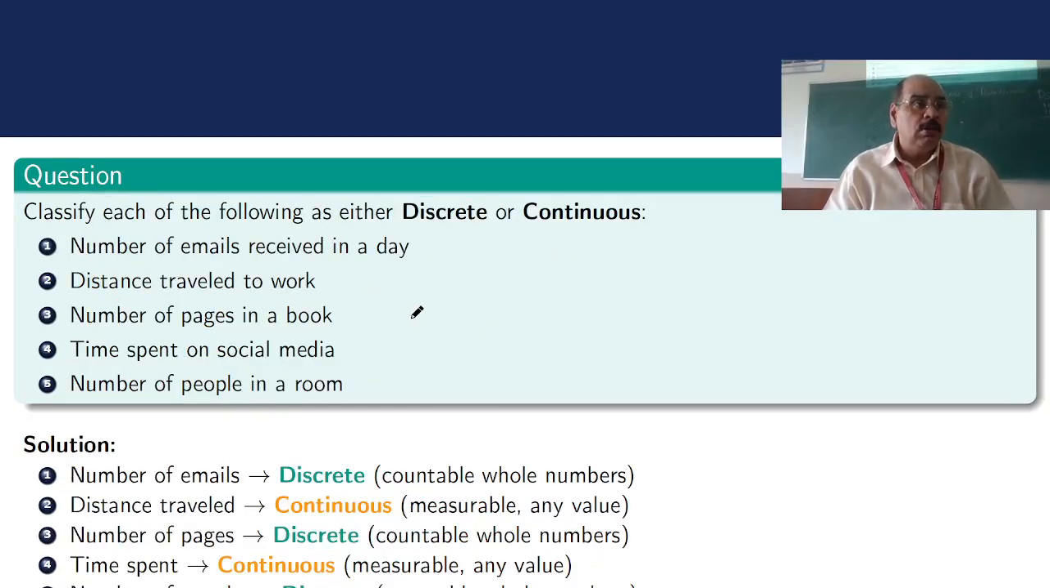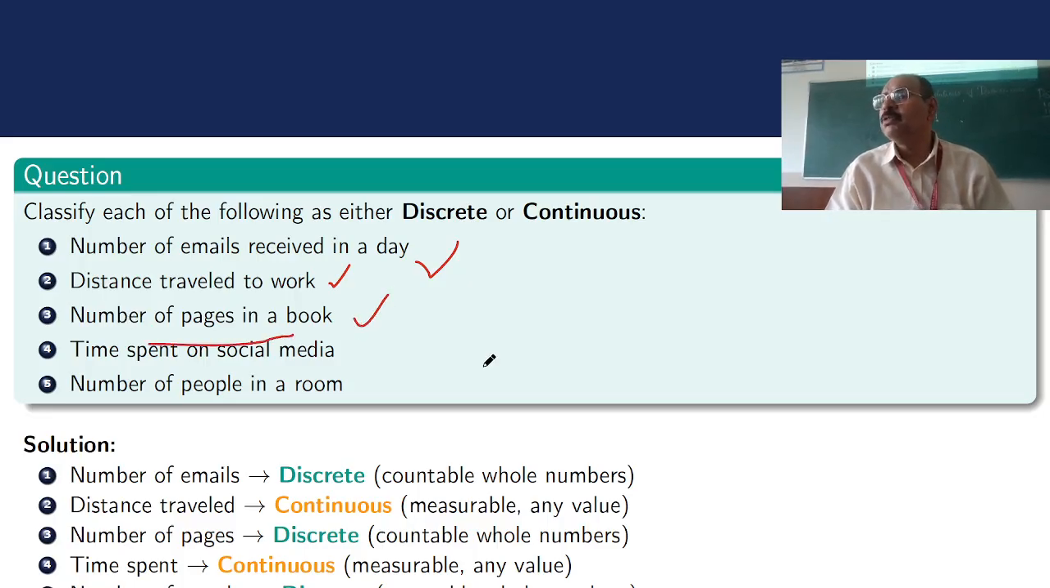Another one, number of emails received in a day, whether it is discrete or continuous. There can be days when you have received no emails at all, right? So you don't have values for all inputs. So it is discrete. Distance traveled to work in kilometers, it's continuous, right? Why is it continuous? Because it can have decimal values. Number of pages in a book, discrete values.